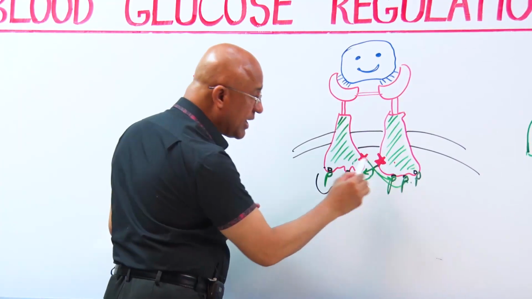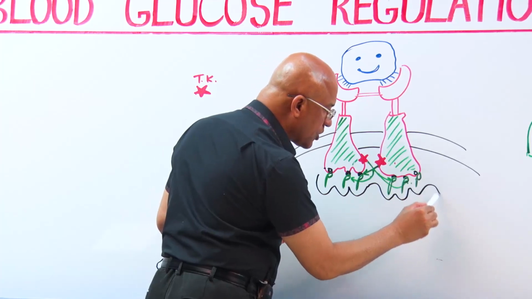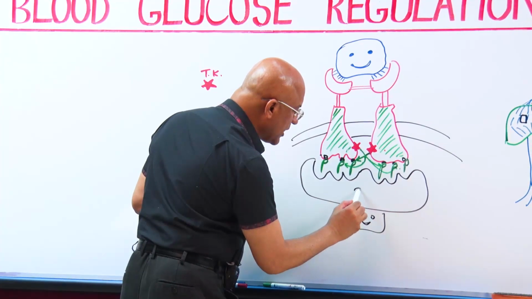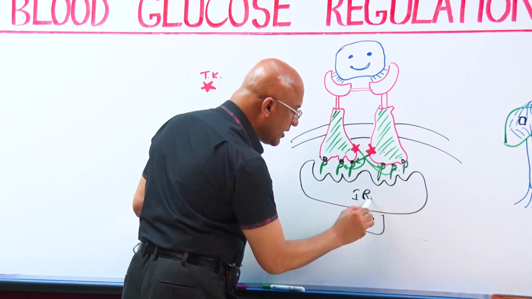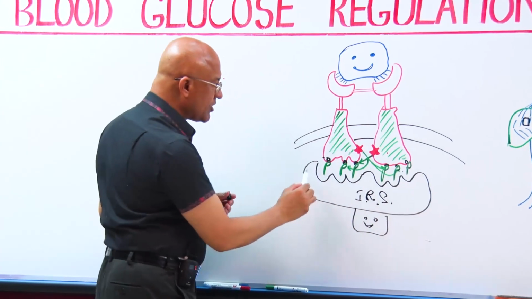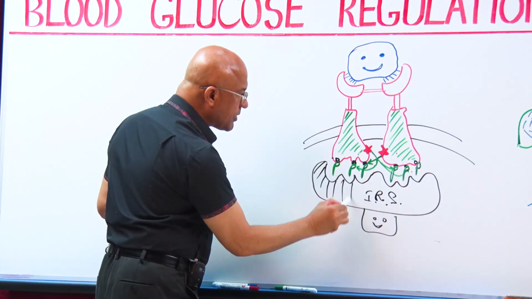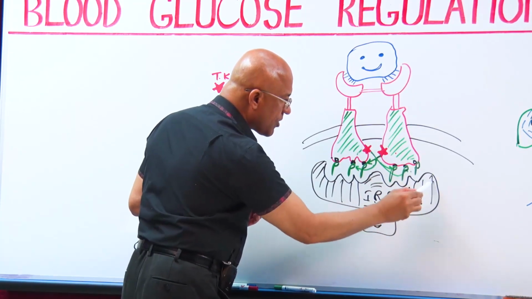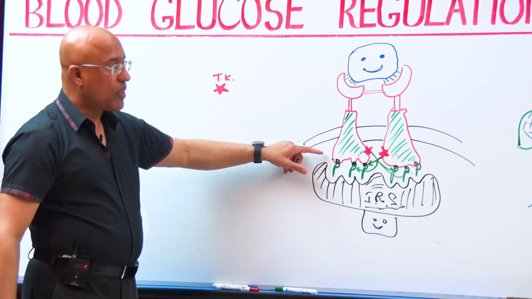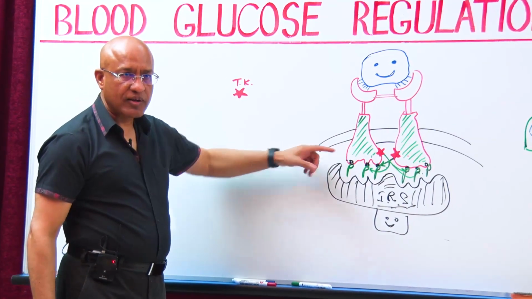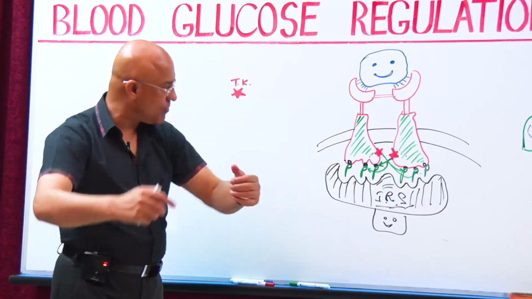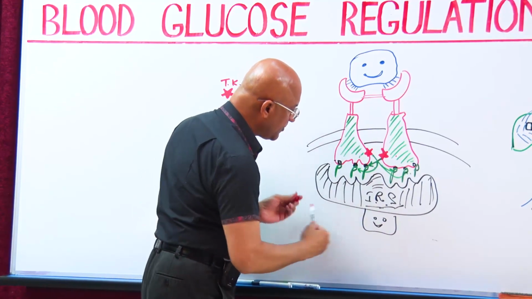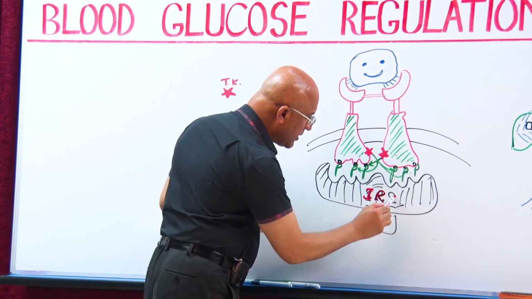Once this unit is phosphorylated, another protein will come and bind to the phosphorylated beta units, and this protein is called insulin receptor substrate. What is this protein called? Insulin receptor substrate, right? So once the beta units are phosphorylated, they attract and hug the insulin receptor substrate, right? Insulin receptor substrate.